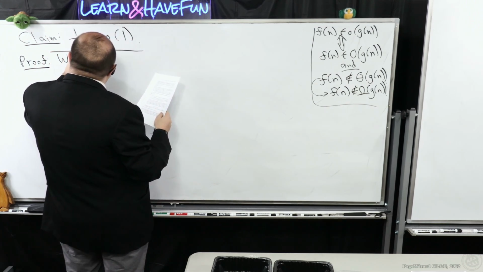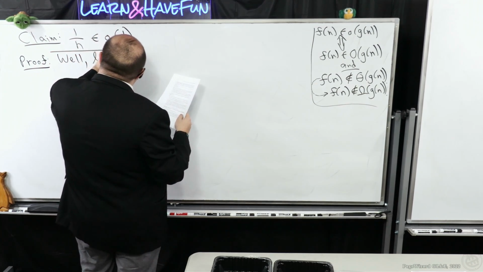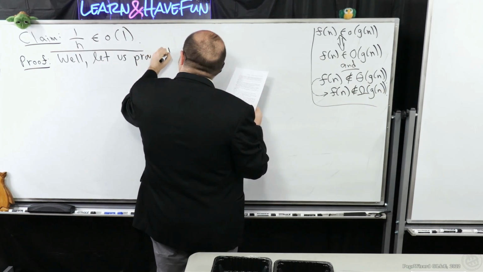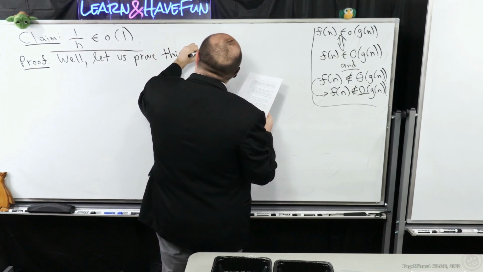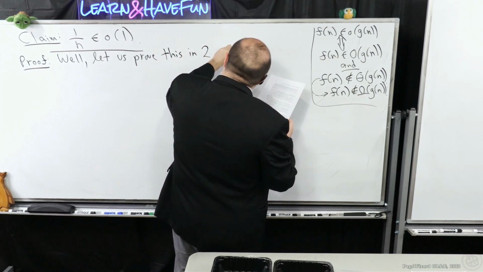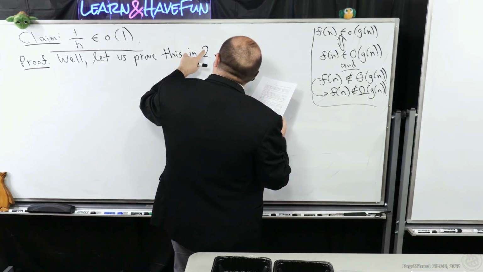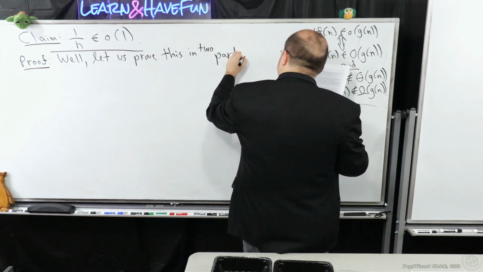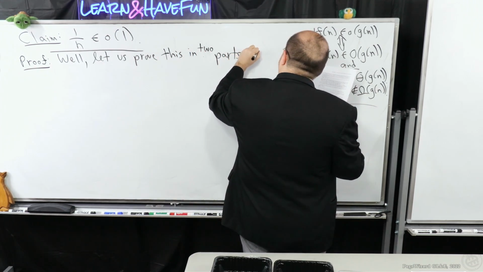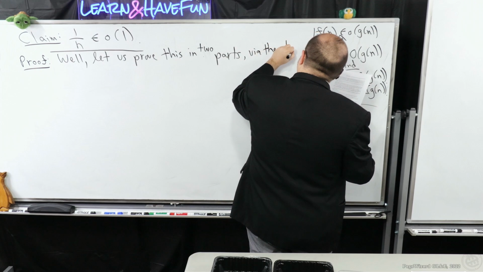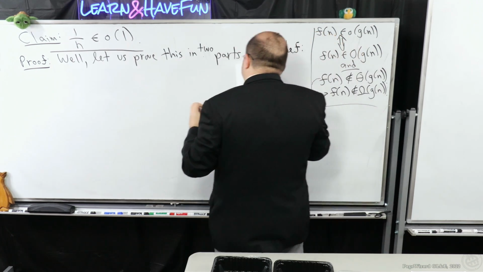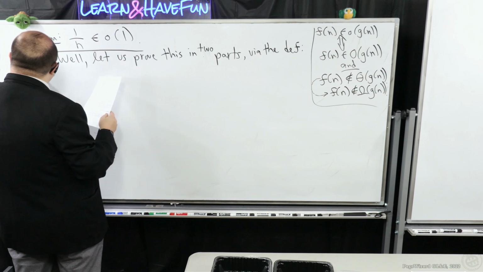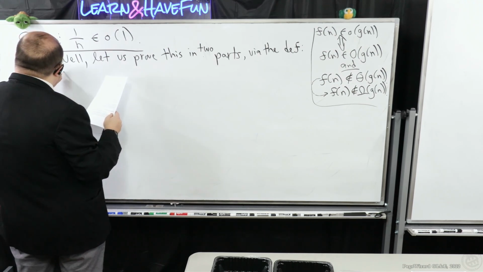So proof, well, let us prove this in two parts, via the definition. So let's look at the first part. Let's first prove that 1 over n is big O of 1.